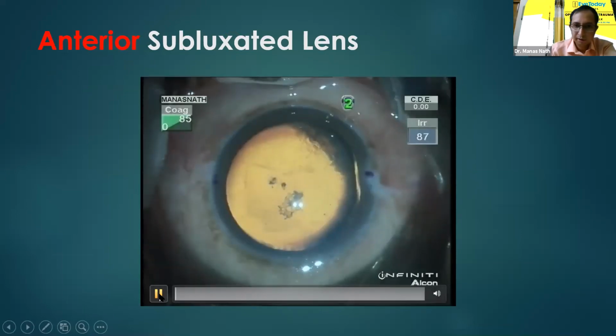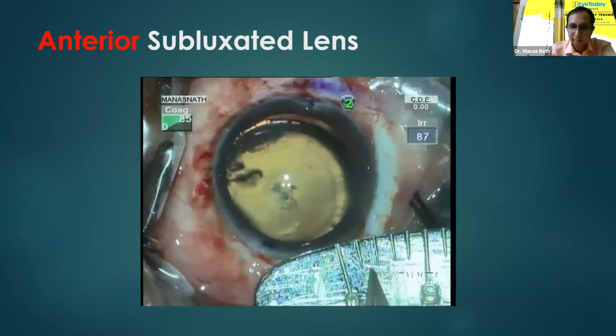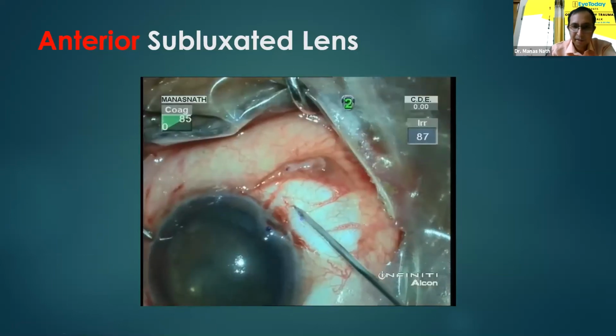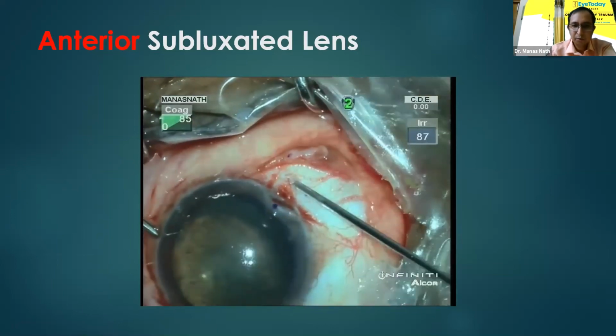So for that, I have marked 1.5 from the limbus, and I'm first making the Scharioth tunnel here. It should be done on both the sides.